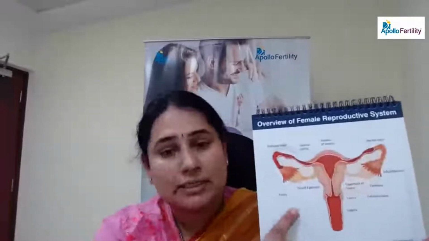Now, coming to our topic today, this is our reproductive system in the female, and as we can see, this is the uterus, two ovaries, and two fallopian tubes. So any issue with any of these, like uterus or tubes or ovaries, may cause problems of fertility or subfertility. Now coming to endoscopy.